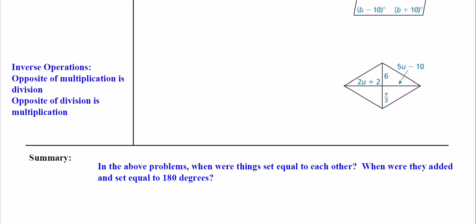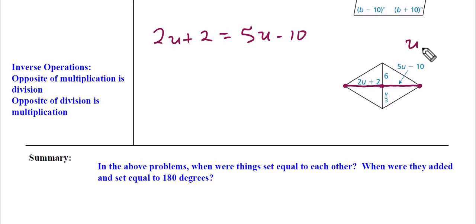Okay, this one looks horribly hard. I promise you it's not. This is dealing with diagonals. So let's go ahead and color code this. Let's do, for example, from here to here. That's one bisected diagonal. And from here to here is the other bisected diagonal. So we know that the diagonals are bisected, which means that they're congruent pieces. So that's 2u plus 2 is equal to 5u minus 10.